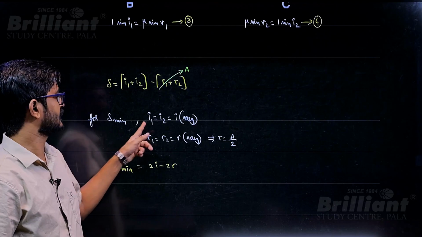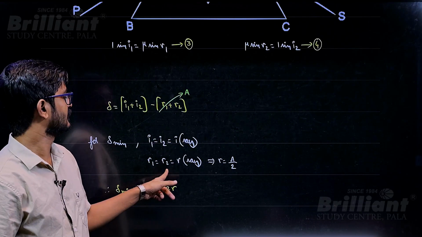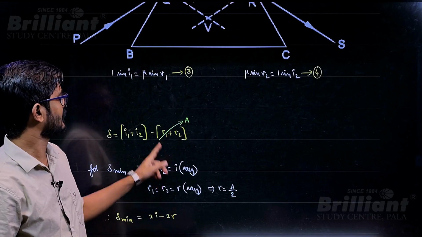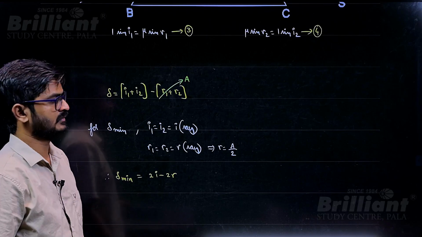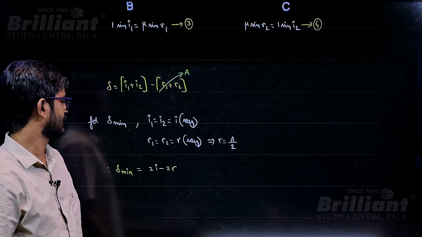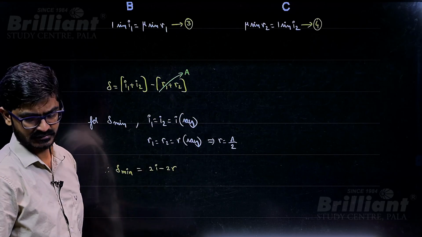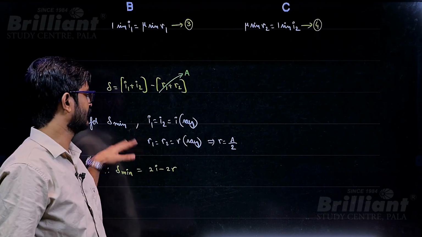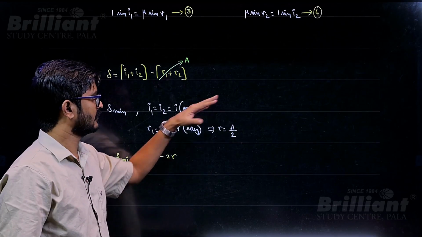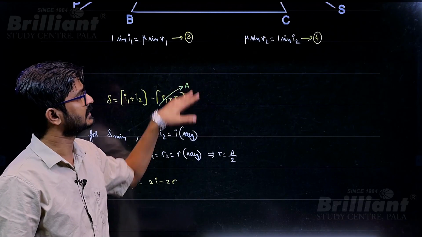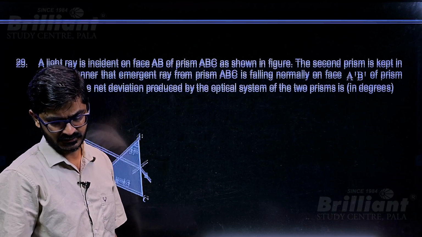So for the minimum deviation, I1 equals I2, so let me call it I. So R1 will equal R2, let me call it R. And we know R1 plus R2 is A, so R is going to be A by 2. So at minimum deviation, the deviation is going to be 2i minus 2r, right? So minimum deviation will happen when I1 equals I2, R1 equals R2. I am not giving many formulas here, so these are the basics. You can solve any question from these basics. Now we will see how to solve it.